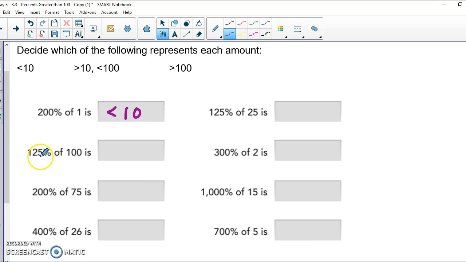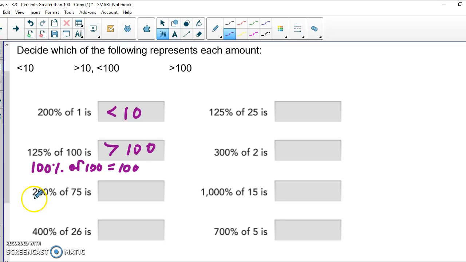On the second one, 125% of 100. Well, if we think about 100% of 100, that would be the whole thing. So I have all of 100, but plus I have 25% more than that. So 25% of 100 is easy because a percent is a comparison to 100. So 25% of 100 is 25. So that would give me an amount of 125. So this one would be greater than 100.